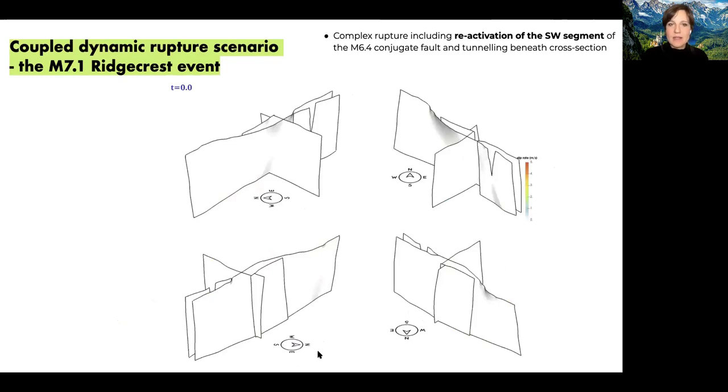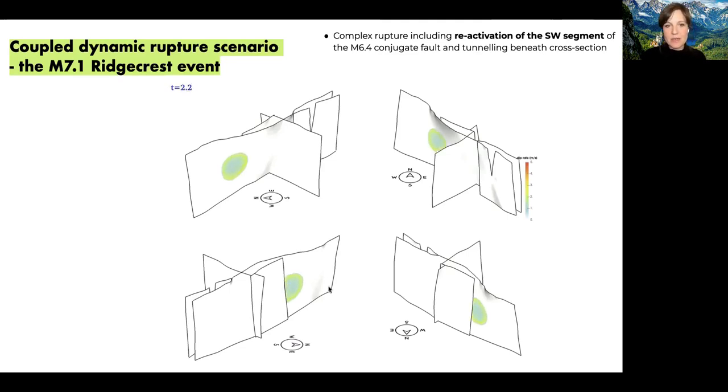This is an animation again from 4 perspectives of the 7.1 Ridgecrest scenario. We will see complex rupture, including reactivation of the conjugate fault segment that already broke during the 6.4 event, and rupture tunneling underneath the geometric complexity to propagate towards the south, where it only manifests a large slip on one of the parallel fault segments.